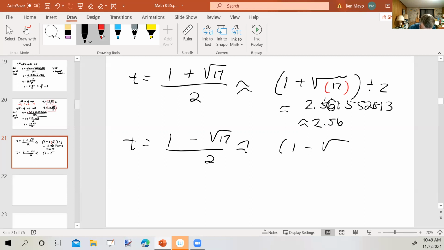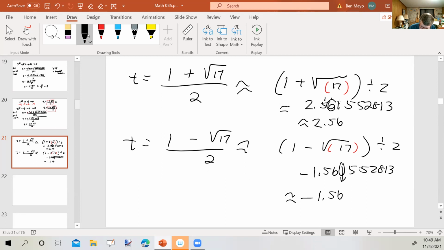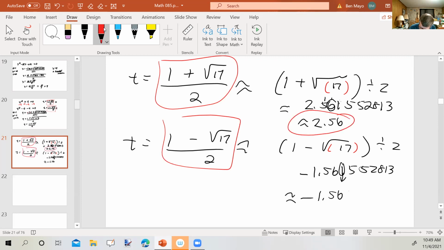1 minus the square root of 17, the whole thing closed up, divided by 2. And I get, what do I get here? Negative 1.5615528813. So the 1 would round down. So here are the exact solutions, and here are the decimal approximations to the nearest hundredth, to 2 decimal places. Any questions about that?